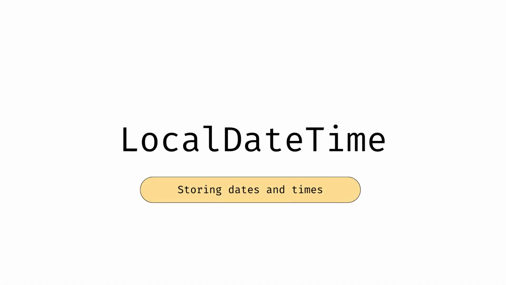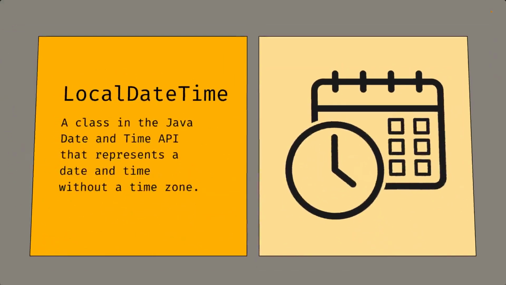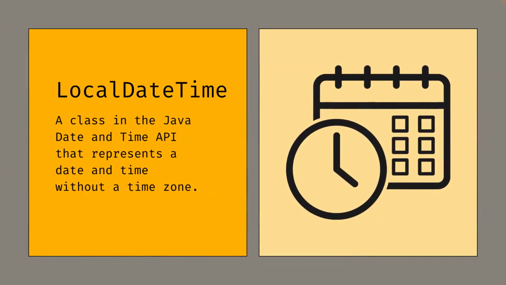When you want to meet with someone, you would need both a date and a time for this. This is where the LocalDateTime class comes in. The LocalDateTime is the class in the Java date and time API that represents the date and the time without a time zone. It's part of the java.time package.